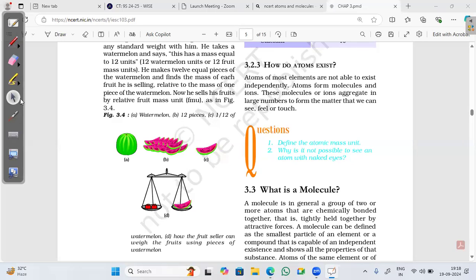Then what is a molecule? It is a group of two or more atoms that are chemically bonded together. Chemically bonded together means they are tightly held together by attractive forces. So a molecule can be defined as the smallest particle of an element or a compound that is tightly held together.